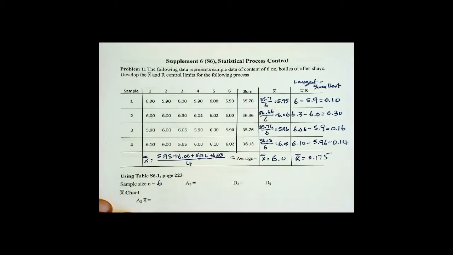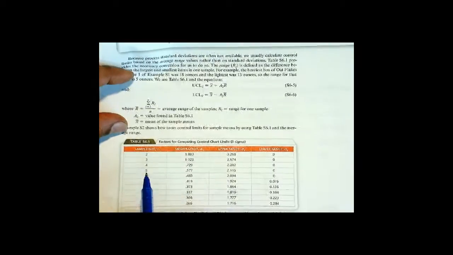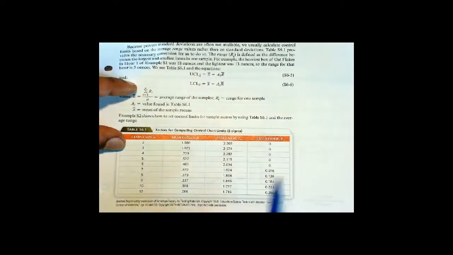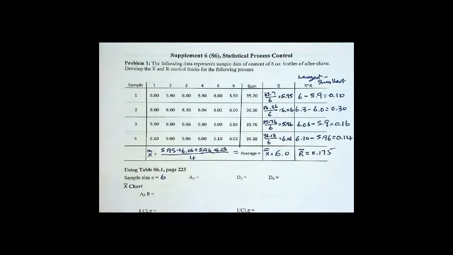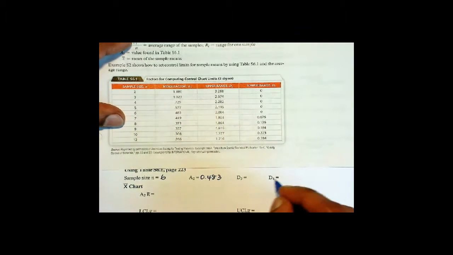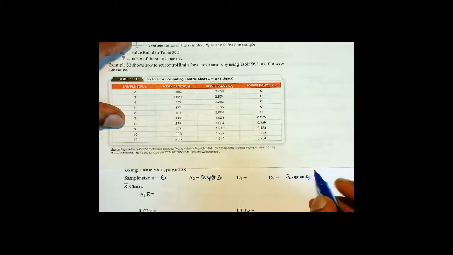Now with this sample size, let's go to the table 6.1. This is on page 241. For 6, 0.483 is the value of A sub 2. Then for 6, D sub 4 is 2.004 and D sub 3 is 0.